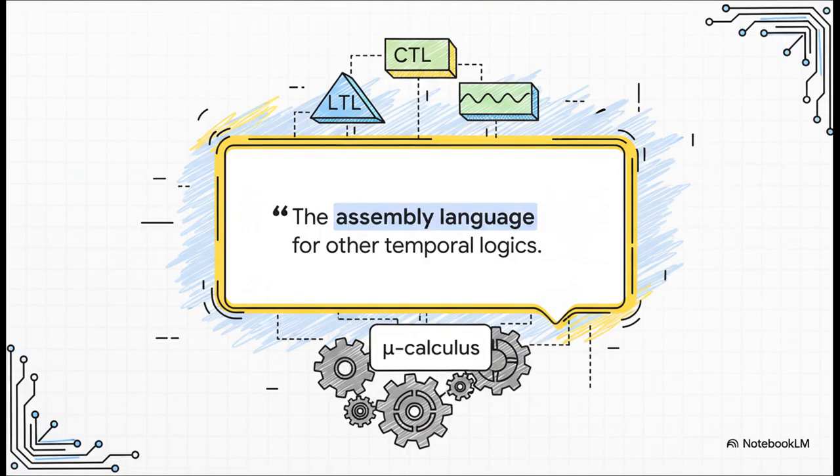This quote, it absolutely nails it. The mu calculus is often called the assembly language for other temporal logics. And that's a perfect analogy. You know how assembly is the super low-level fundamental language that more complex programming languages are built on top of? Well, the mu calculus is like that for logic. It provides the absolute core building blocks for reasoning about how systems behave over time.